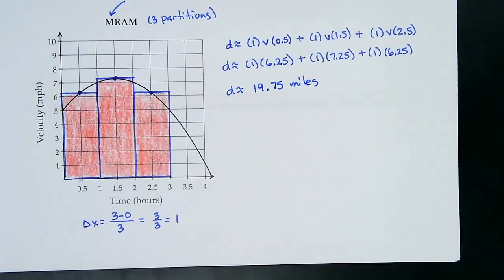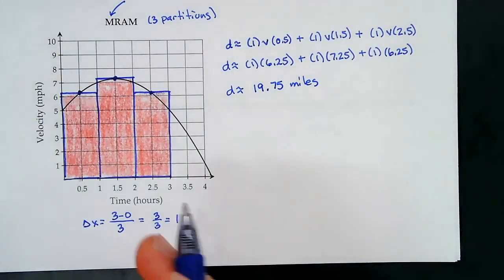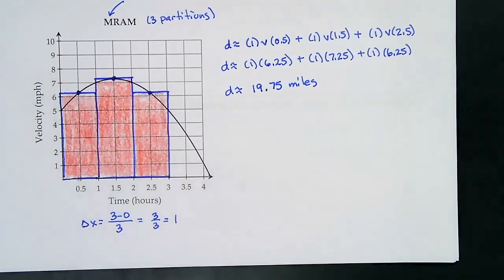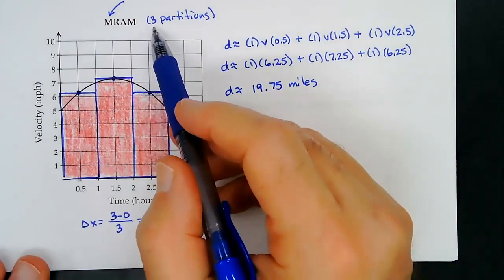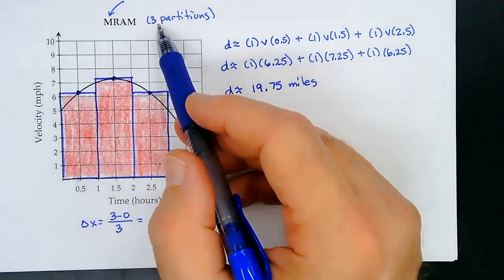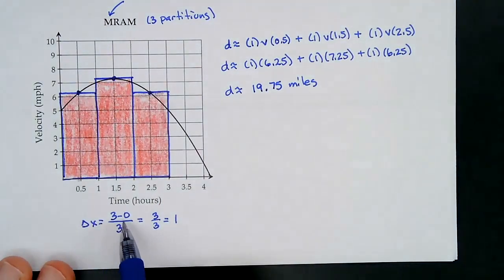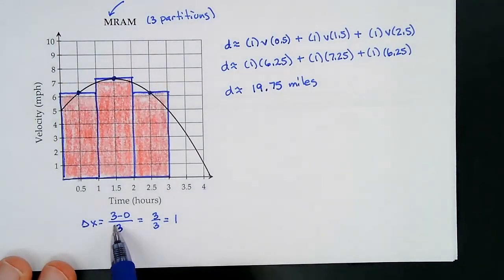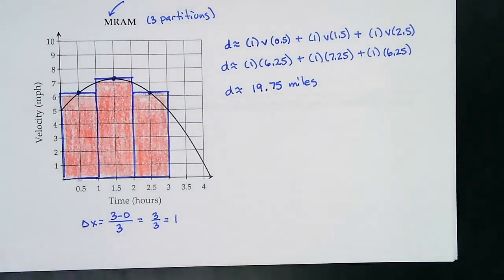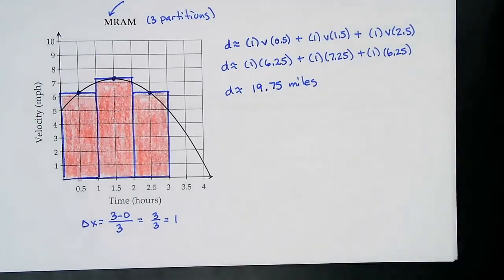All right, so LRAM is we use the left side of the rectangle to determine the height. RRAM, we use the right side to determine the height. MRAM, we use the midpoint of the width of the rectangle to determine the height. And however many partitions, let's say we did 8 partitions, and I want to go from 0 to 3, so this would be 3 minus 0, and then I would need to divide by 8, so each one would be 3/8. That would be hard to do, right? That's why we didn't do 8.